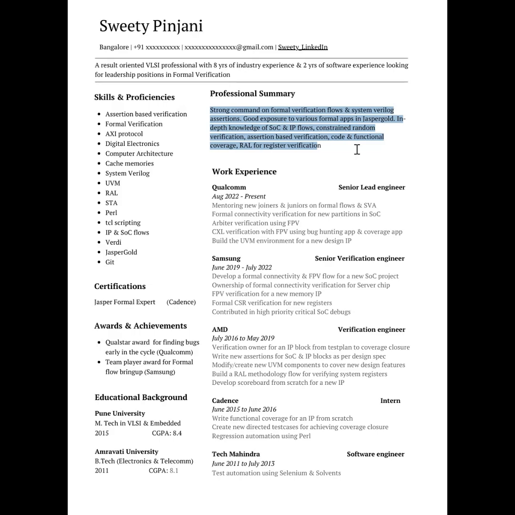If you see, it is crisp, clear, easy to understand, no complicated words, just the keywords. You see how many keywords are used in these few lines. Formal verification flows is a keyword. SystemVerilog assertions is a keyword. Formal apps is a keyword. Jasper Gold is a keyword. SOC and IP flows is a keyword.